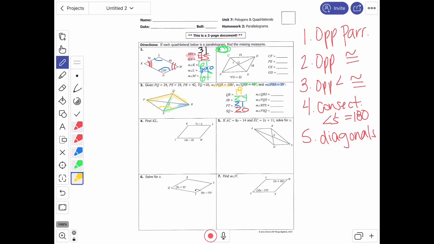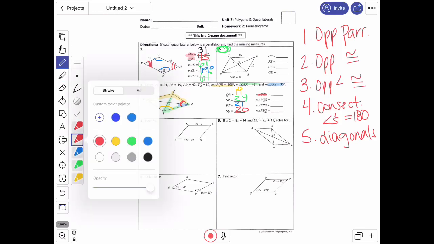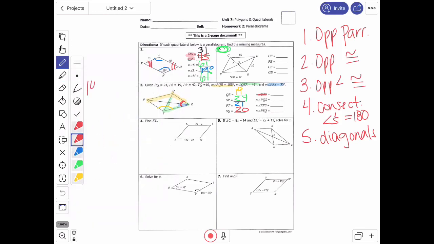QRS. Okay, so they want us to find QRS, that would be this guy. So if I know that PQR is 106, PQR and this angle right here, angle R, those have to add up to 180. So I'm going to take 180 minus 106 and I get 74 degrees.